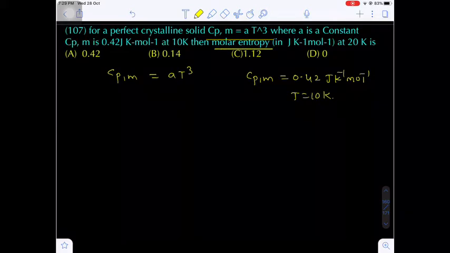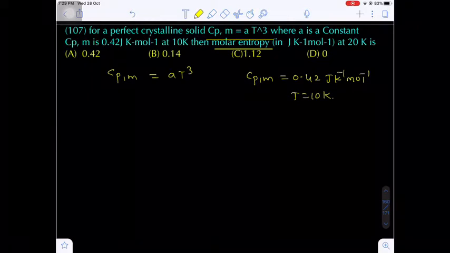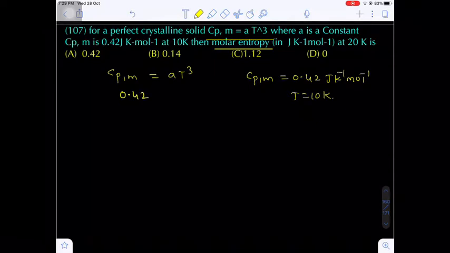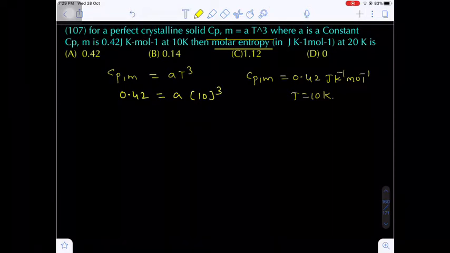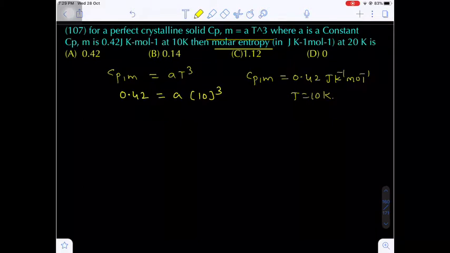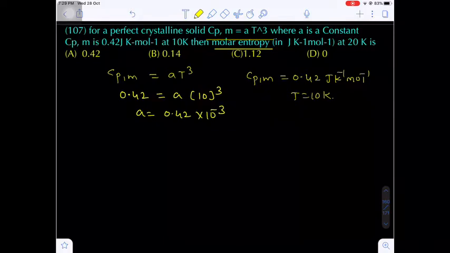First of all, the molar heat capacity at constant pressure is given as 0.42, which is equal to A into T cube. The absolute temperature is given as 10 Kelvin. From here, I can find the proportionality constant A, which will be equal to 0.42 into 10 raised to minus 3. Are you getting my point? Now we have to find the molar entropy at 20 Kelvin temperature.